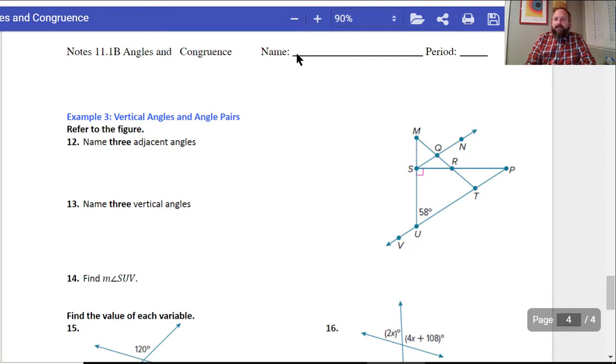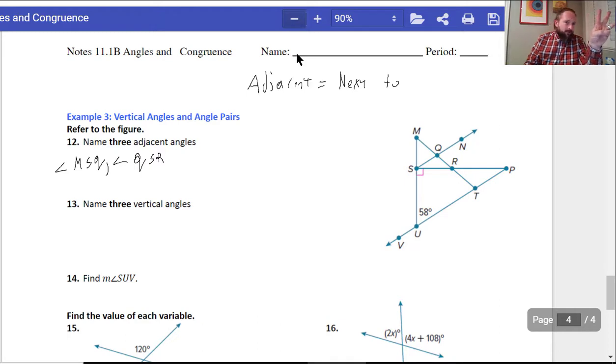So three adjacent angles, that means angles that are next to, so adjacent equals next to. So I'd say angle MSQ and angle QSR. So that's one pair. Now we have to do another pair. Well, we have to do three, but I'm going to do one more for you. I'd say MQN and angle NQR. So now what you have to do is find another pair that are adjacent, or two angles that are right next to each other.